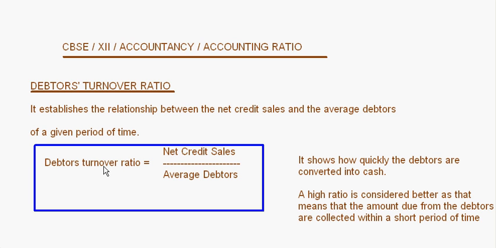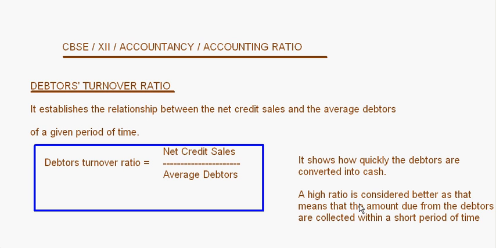Okay, so debtors turnover ratio is equal to, this formula I have written here, net credit sales upon average debtors. So basically the debtors turnover ratio shows how quickly the debtors are converted into cash, right? So how quickly the debtors are paying cash to us, that's what we are trying to find out.